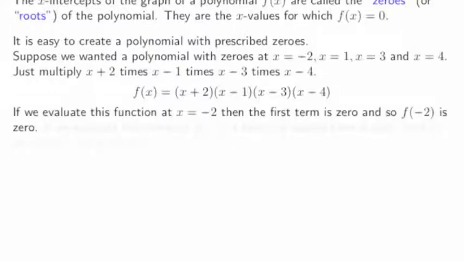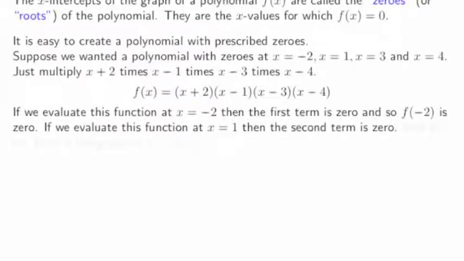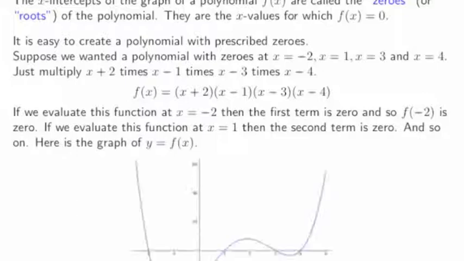If we evaluate this function at minus 2, then the first term is 0, so the whole thing is 0. If we evaluate it at x equals 1, the second term is 0, and so on. Here's the graph. Notice that it does what it's supposed to. It crosses the x-axis at minus 2, 1, 3, and 4. One might observe that if we wanted 4 different zeros, such as minus 2, 1, 3, and 4, then the polynomial should have degree 4.